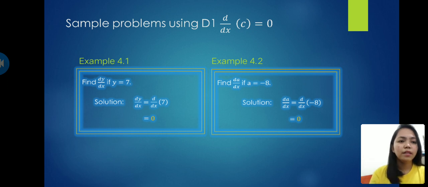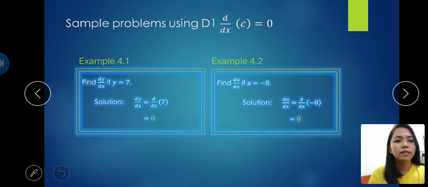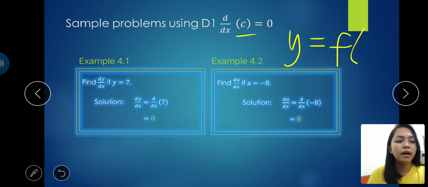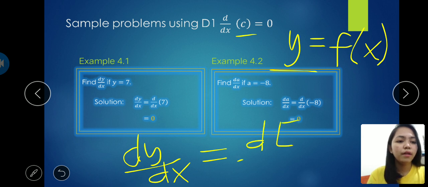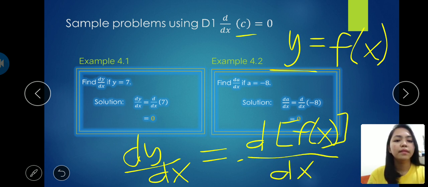It says that the derivative of a constant, so C being the constant, with respect to x is equal to 0. Kasi 'di ba kapag kukuha tayo, yung pinaka-common na ginagamit kasi natin na notation is the y as the dependent variable and then the x is the independent variable. So, let's say we have to find the derivative of the function y. It can be written as dy over dx. This is equal to the derivative of f of x with respect to x.